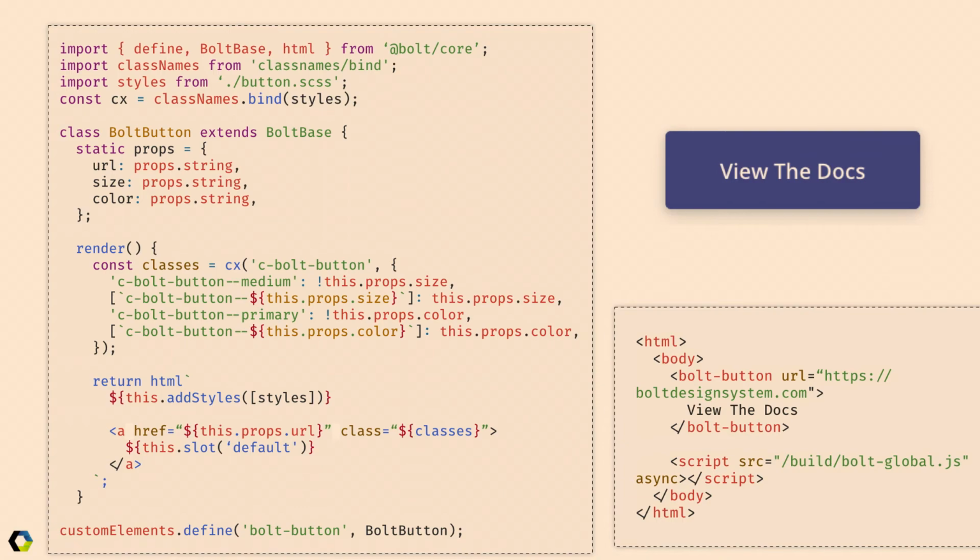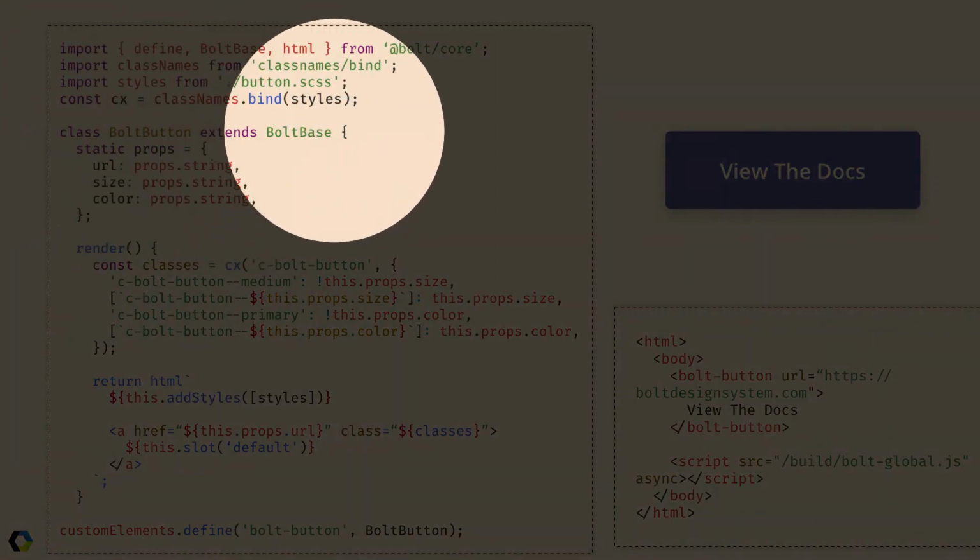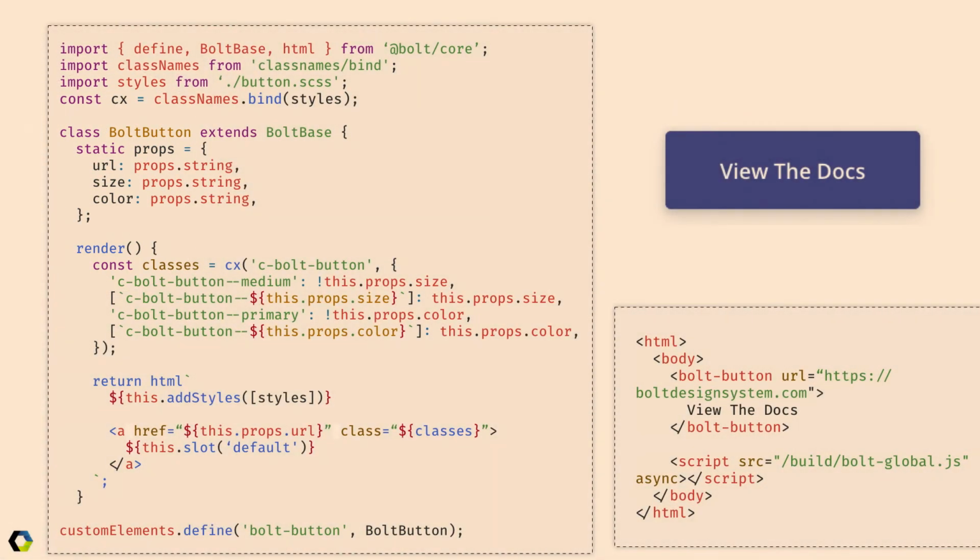We define some props. These define what options are going to be available on your component. So in this example, we have URL, size, and color as three different properties that you can customize and configure on your web component.